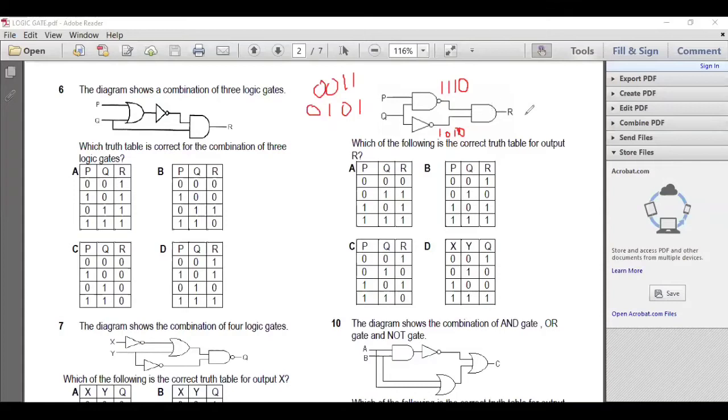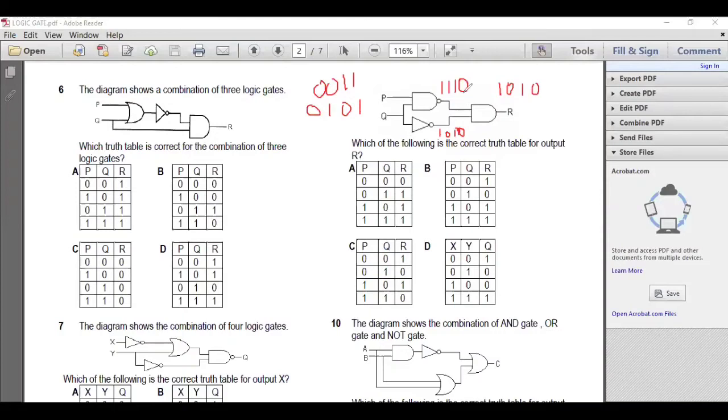And then is the output for the AND gate here. So 1 times 1, you get 1. 1 times 0, you get 0. 1 times 1, you get 1. 0 times 0, 0. So that means your answer will be 1, 0, 1, 0. So you need to know the symbol, what it does, what operation.